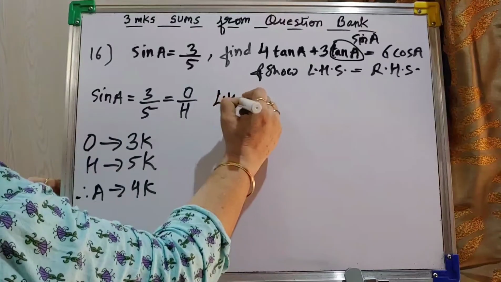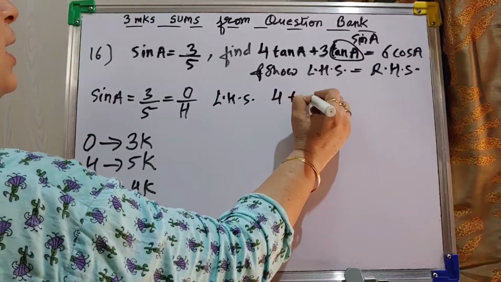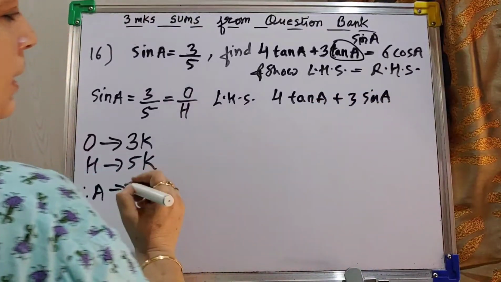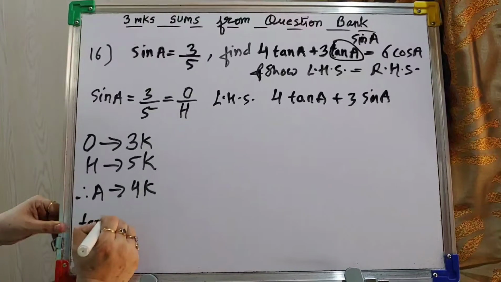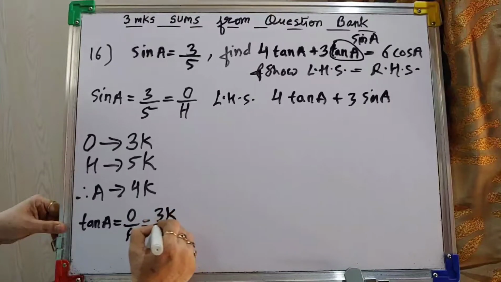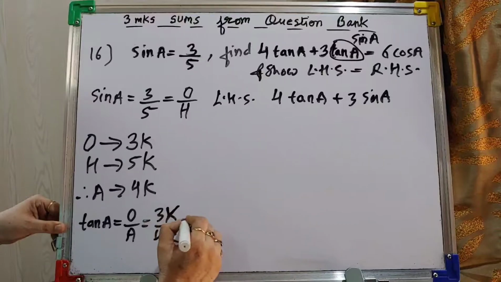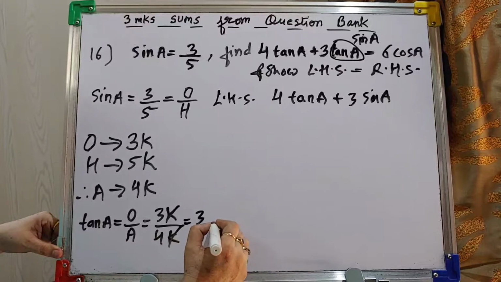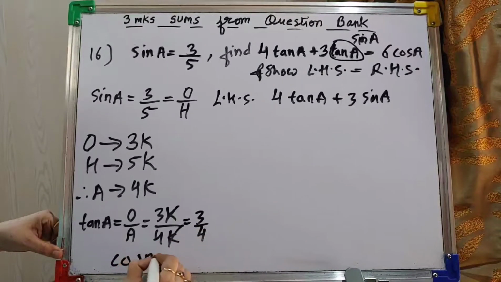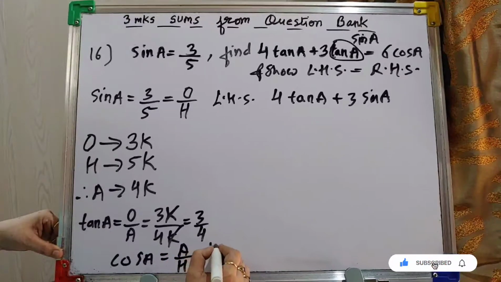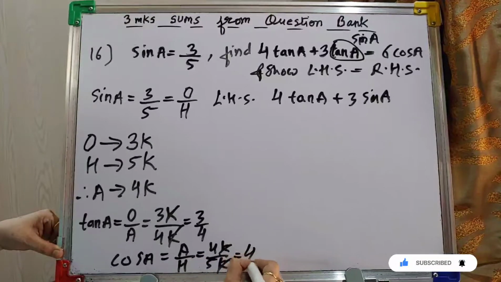Now, my LHS. Actual LHS with correction is 4 tan A plus 3 sin A. Now, tan A. Tan A is opposite upon adjacent. 3K by 4K. So, it will be 3 by 4. Sin already I know. Cos. Cos is adjacent upon hypotenuse. Adjacent is 4K. Hypotenuse is 5K. So, my cos is 4 by 5.